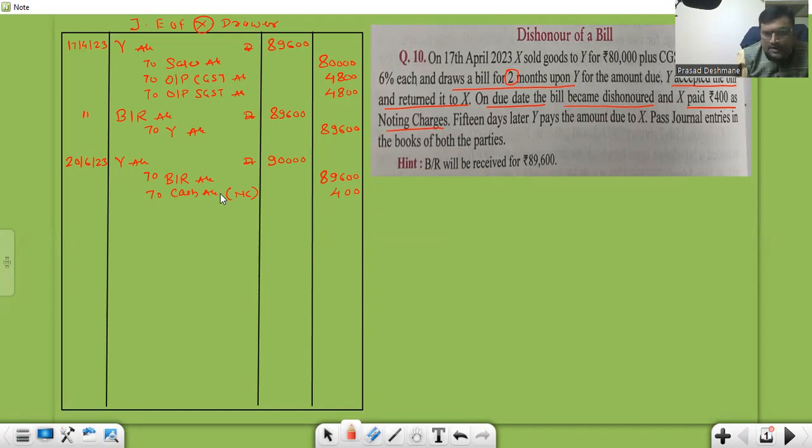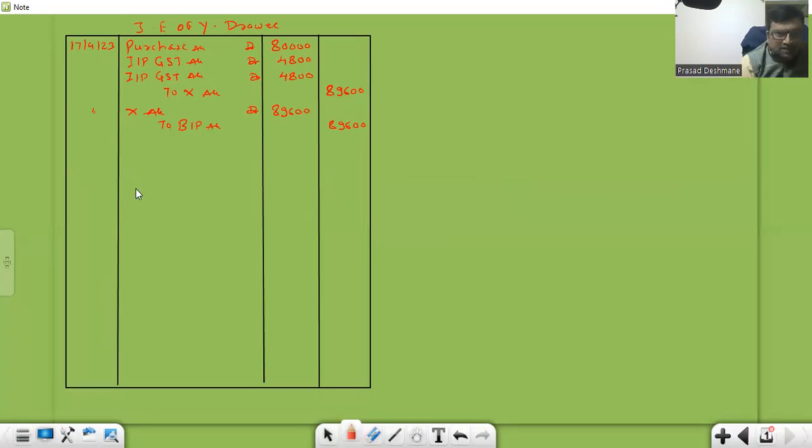This is called a bill dishonored. Now here, in all cases, there's a fixed entry: bills payable account debit, noting charges account debit, to X. BP 89,600, 400 noting charges, so 90,000. Noting charges is debited over here because for Y it is an expense. Eventually he has to pay that. That's why debited to him. The bill is dishonored.